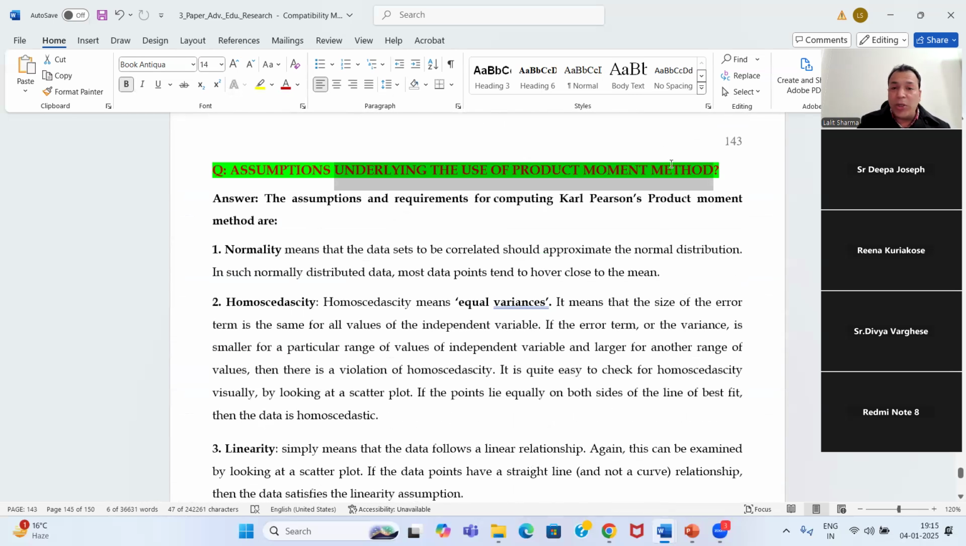Assumption. Already told you assumptions are important, right. Look here guys, assumptions underlying the use of product movement method. Okay, so assumption is important. Do learn the assumption of a correlation, learn the assumption of a regression, assumptions of ANOVA also.